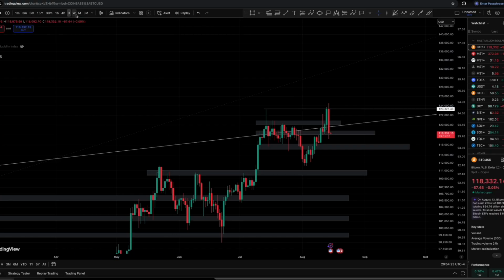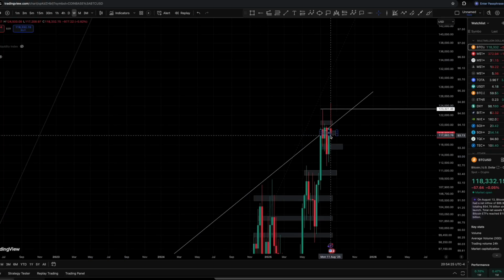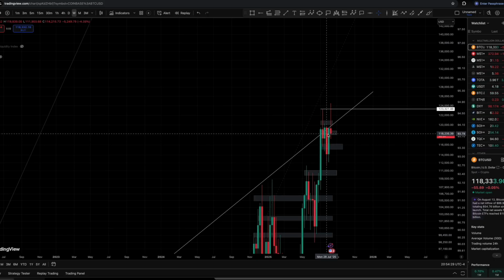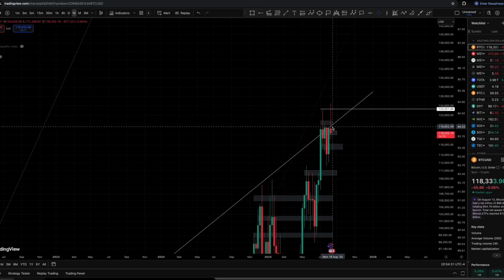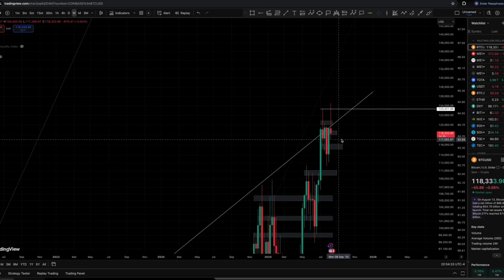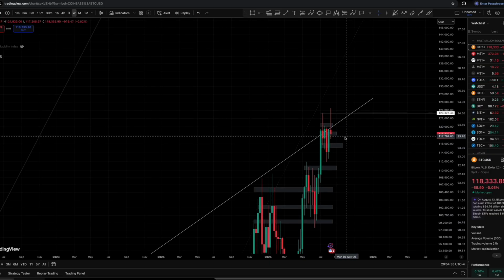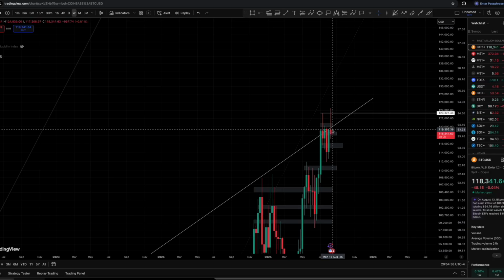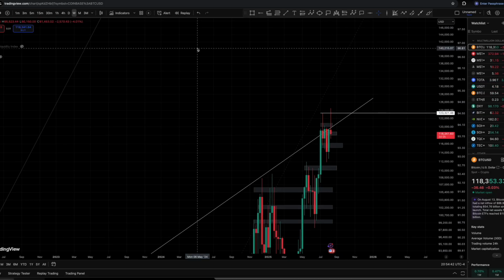Of course, we'll wait for the weekly. But if we hold a weekly close back here, it's going to be right back to the same position that we were previously in, which is bouncing off of this trend line and looking for potential lower prices or some kind of sideways action. In all reality, nothing has changed because this was just a fake out, and now we're back in the same range.